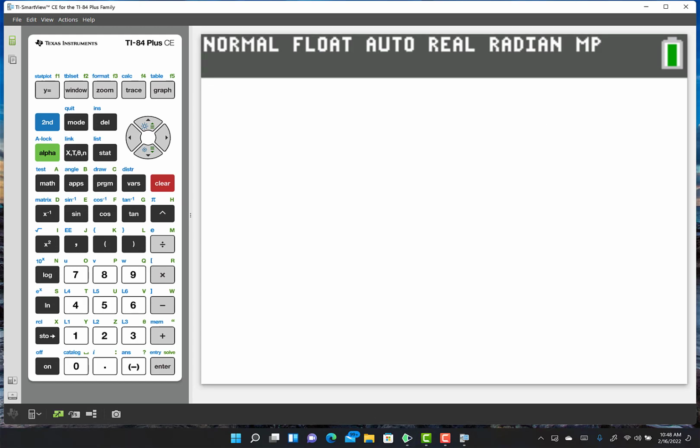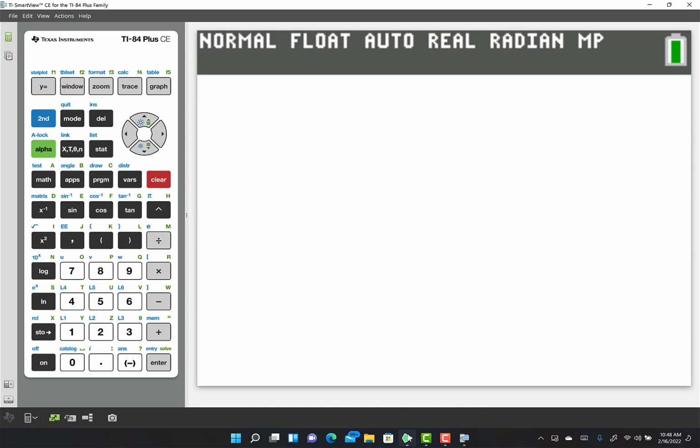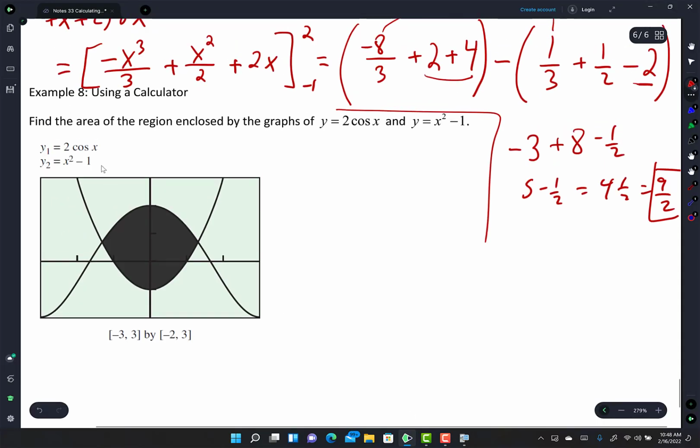All right, here we go. I have a curve. The curve is 2 cosine x, and I have another curve, x squared minus 1. Can you tell which one is which? That's where your algebra skills come in. Perfect. That's x squared minus 1, and then the top one is 2 cosine x. Cool? I want to know where they intersect.